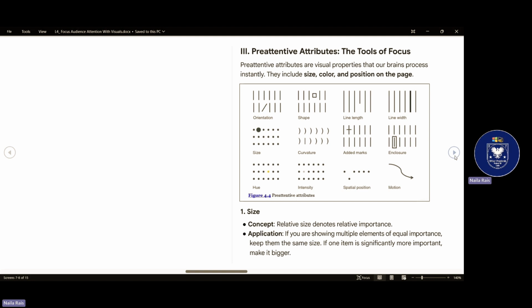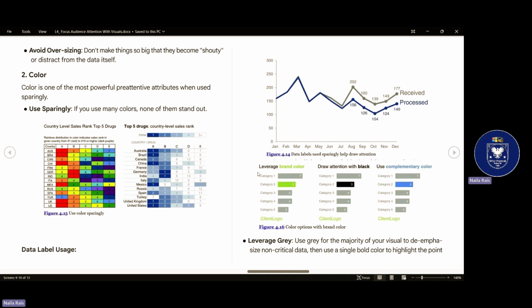Concept: relative size denotes relative importance. Application: if you are showing multiple elements of equal importance, keep them the same size. If one item is significantly more important, make it bigger. Avoid oversizing. Don't make things so big that they become shouty or distract from the data itself.